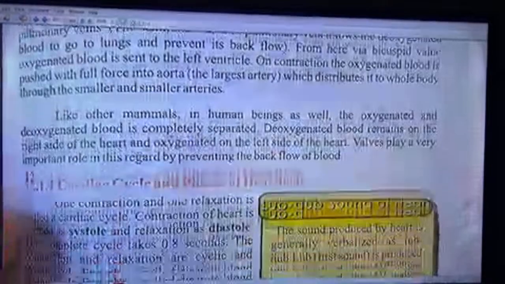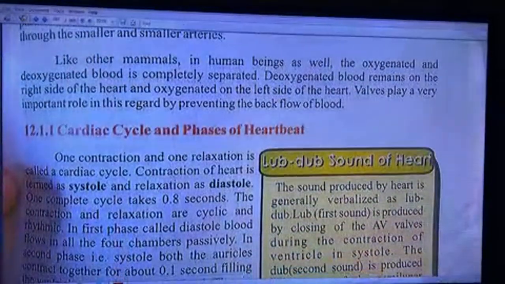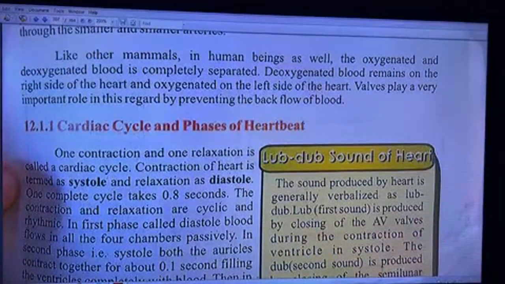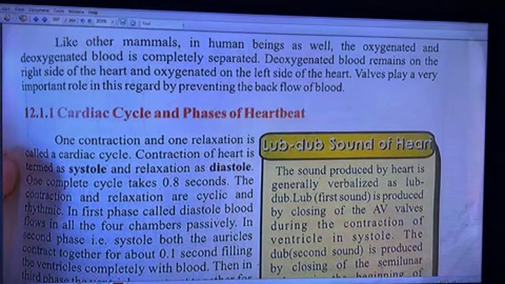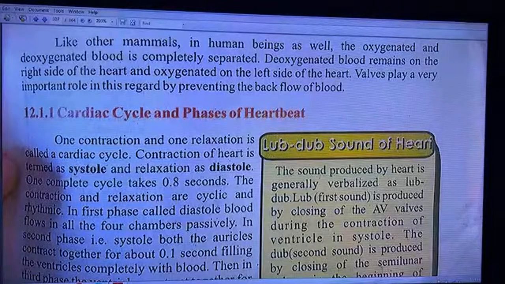Like other mammals, in human beings the oxygenated and deoxygenated blood is completely separated. Deoxygenated blood remains on the right side of the heart and oxygenated blood on the left side of the heart. Valves play a very important role in this regard by preventing the backflow of blood.